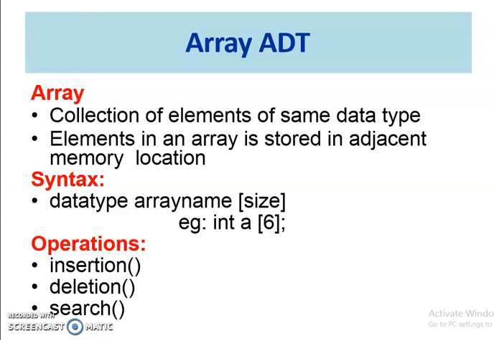Let us see the array ADT. Array is a collection of elements of similar data type. Elements in an array are stored in adjacent memory locations. The syntax for declaring an array is data type, array name and the size to be specified. In this example, an array A is of data type int with a size 6. The operations like insertion, deletion and search can be performed in this array. Everything put together is called an array ADT.